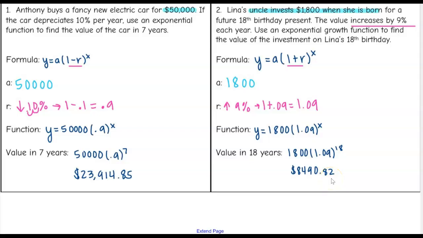It's a pretty good jump. Now, here's something you need to know about growth and decay. If you sit back and you see the function and it's less than 1, then it's a decay. But if you look at the function and it's a little bit more than 1 or anything above 1, it's going to be a growth.